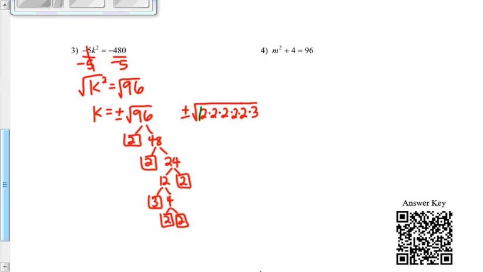So I have a pair of 2's, so 2 2's out in front. Remember the plus and minus goes in front of everything. And then under the square root, I have a 2 and a 3. So this would be plus or minus 4 square root 6.